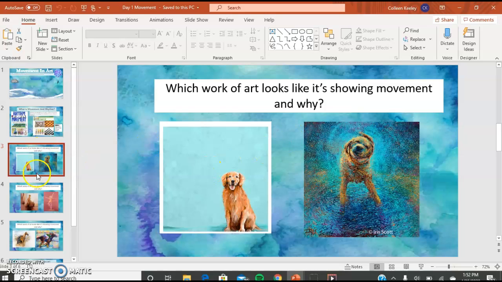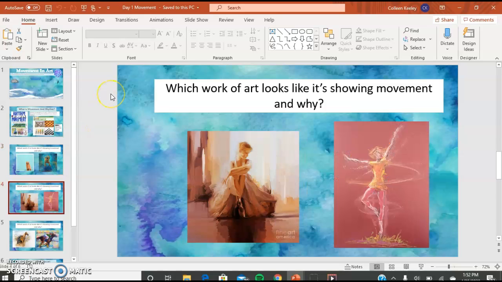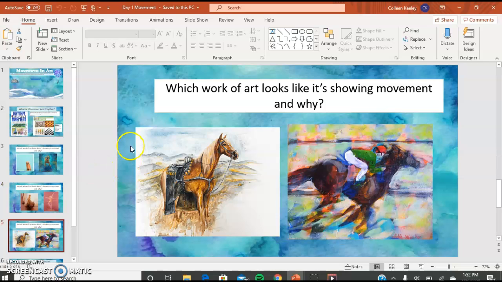Okay. Here is another example. One of them looks like it's moving, one of them does not. Think about how the artist drew it to show that. What different techniques? And again, I don't necessarily want to tell you, I want you to think about it on your own. And then here's the last one. Two similar topics, two horses. One looks like it's moving, one of them does not. Okay.